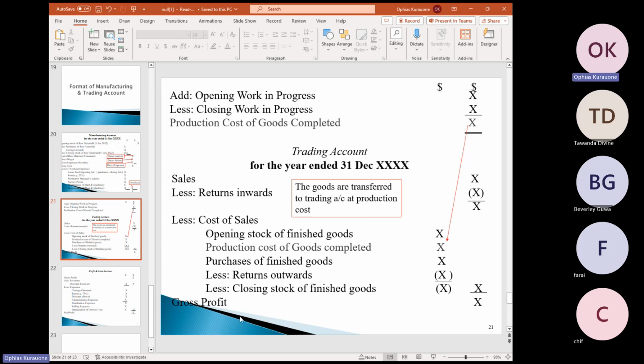Okay, the other one who was asking a question, if you have answered. So now we are supposed to do a trading account. You don't start by preparing a trading account. You should start by preparing a manufacturing account, because we want the answer for production cost of goods completed here. That's why it's very important to make sure it's done in the manufacturing account.